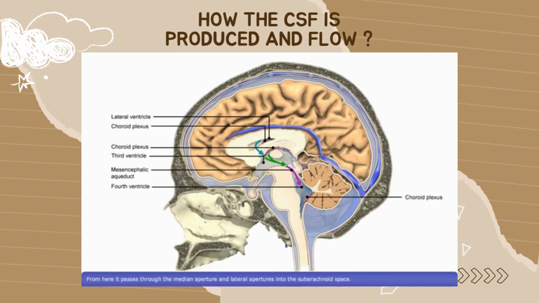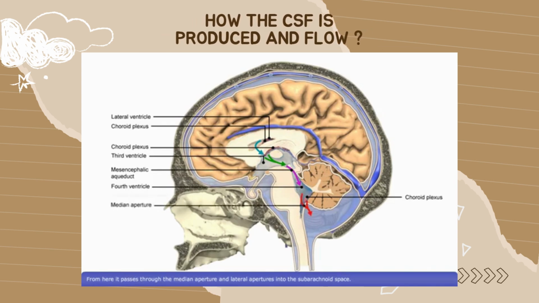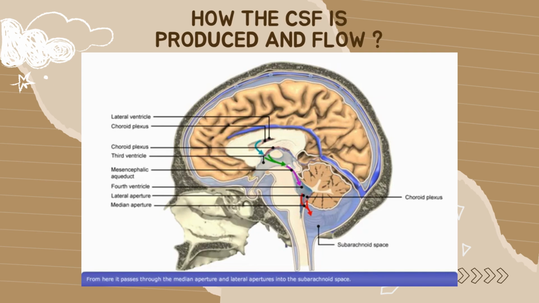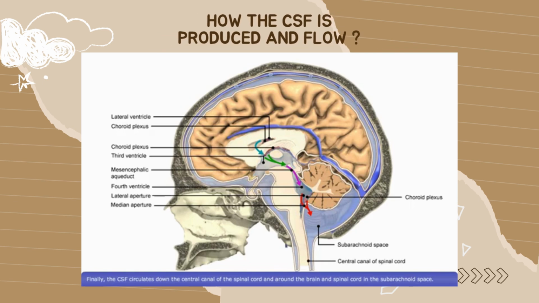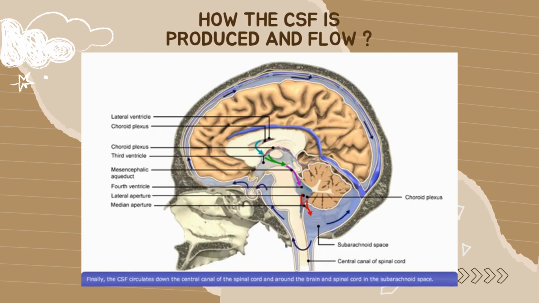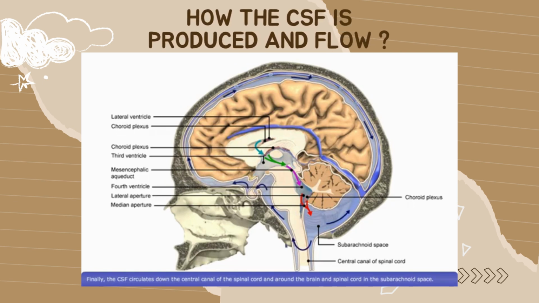From here, it passes through the median aperture and lateral apertures into the subarachnoid space. Finally, the CSF circulates down the central canal of the spinal cord and around the brain and spinal cord in the subarachnoid space.